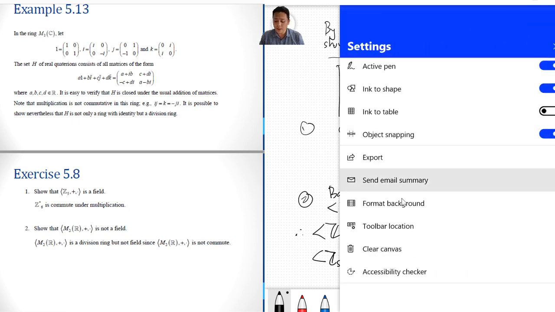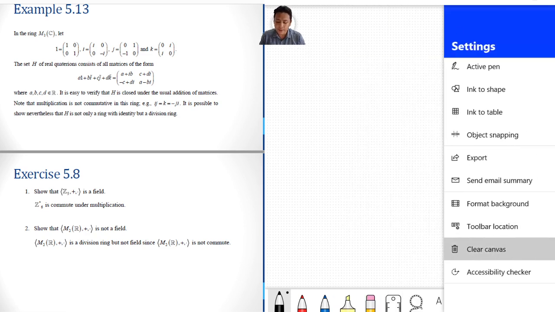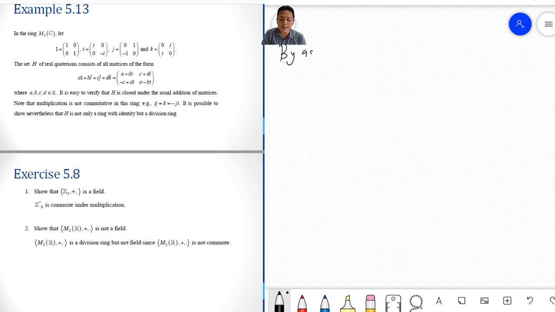Let's try to do one more example, this time which involves the ring of integers. I'm sorry, I repeat back my question. I write it in a full sentence: assuming that the ring of integers under multiplication is a ring, show or determine whether it is a field.